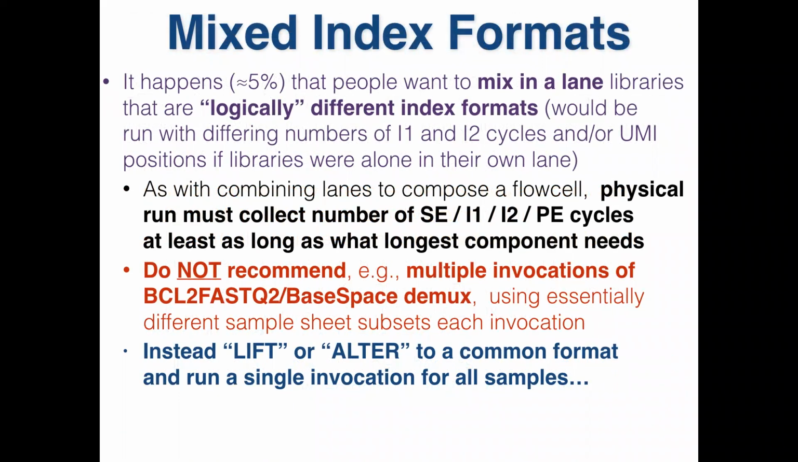Okay. So that actually brings us to mixed index formats. About 5% of lanes we see actually have mixes in them, where people have combined libraries that, if they weren't combined, would have been run on different index formats. That means single indexing mixed in with dual indexing, or UMI mixed in with non-UMI. So how do you deal with that? For example, the documentation they have for their kits may not describe it. For the single index guys, it's not going to tell you an answer.